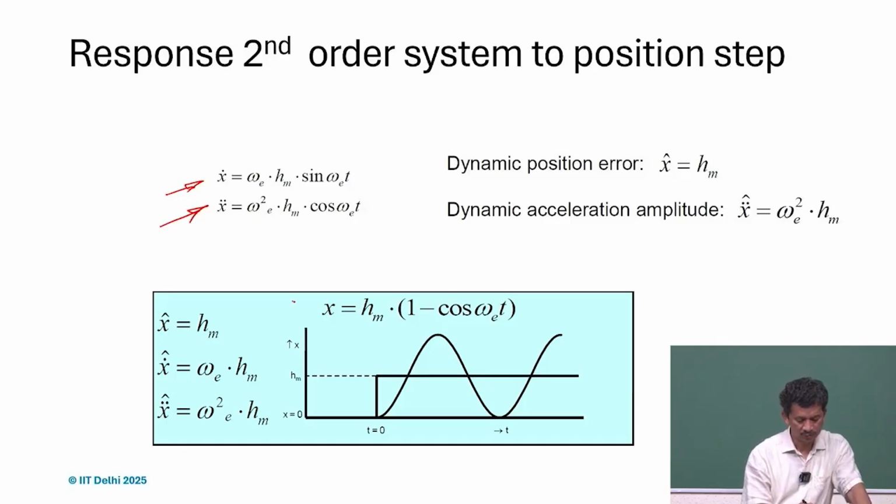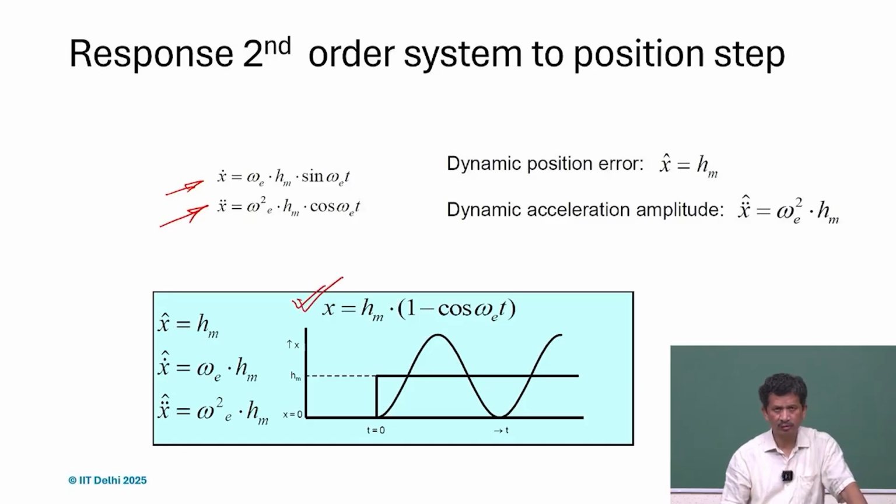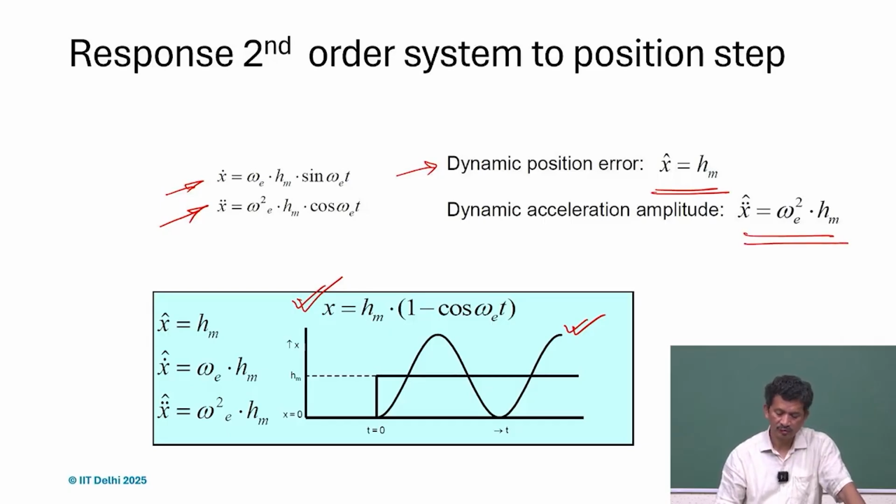So this will be the position, the displacement, and x dot and x double dot will be like that. And what we realize is that the positioning error, the dynamic positioning error, is plus minus hm, which is evident from this plot. And the acceleration will be omega square hm, which is very high.